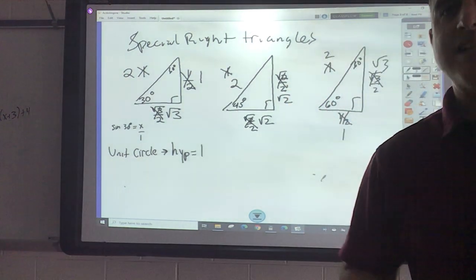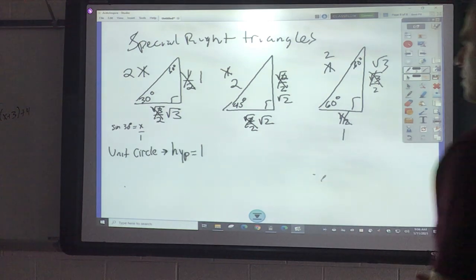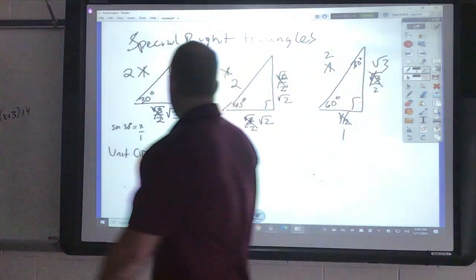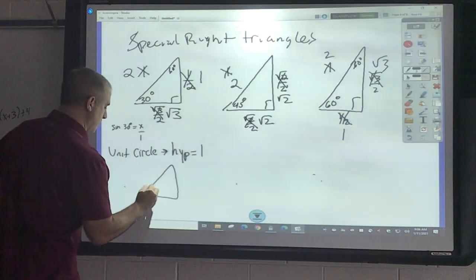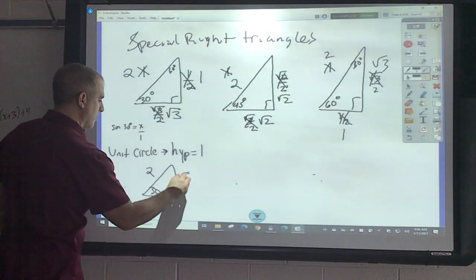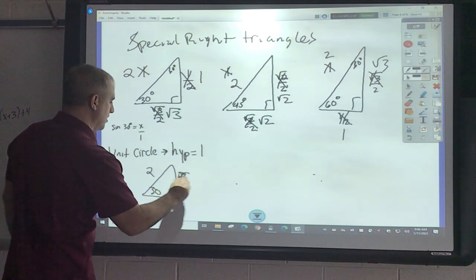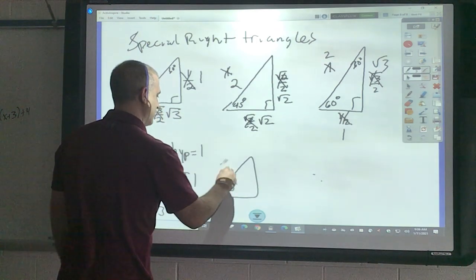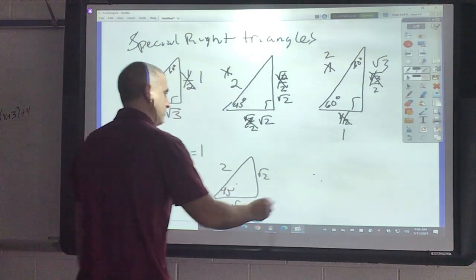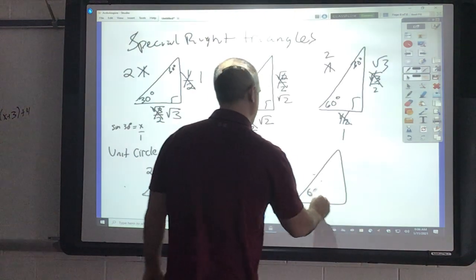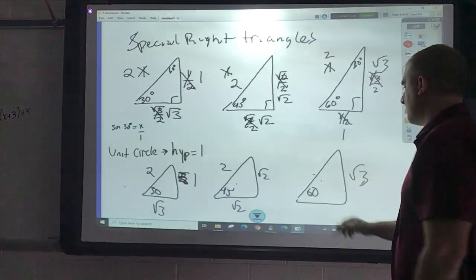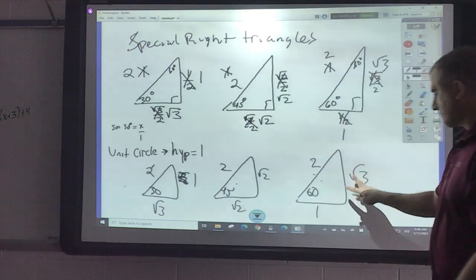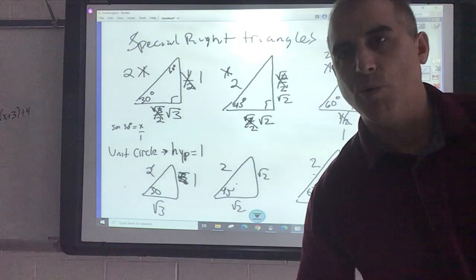And what we're going to do next class is apply those. But these are going to be the core things that we're going to have to look at. The 30-degree triangle is 2, 1, square root of 3. The 45-degree triangle is 2, square root of 2, square root of 2. And the 60-degree triangle is going to be square root of 3, 2, and 1. As you notice, all hypotenuses are 2. Those two flip. And we'll go over those next time.